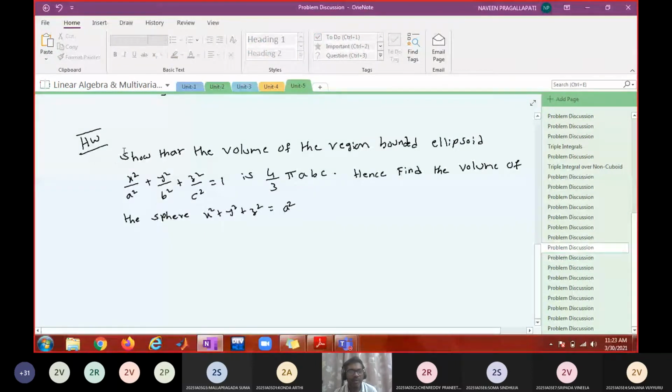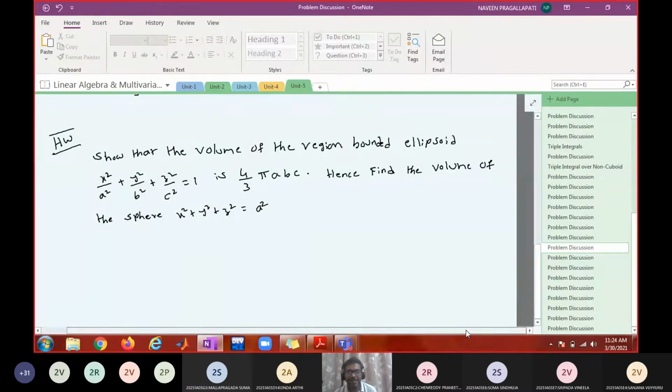All of you write down this problem and try to do it now. Show that the volume of the region bounded by the ellipsoid is 4/3 pi abc, and hence find the volume of the sphere.